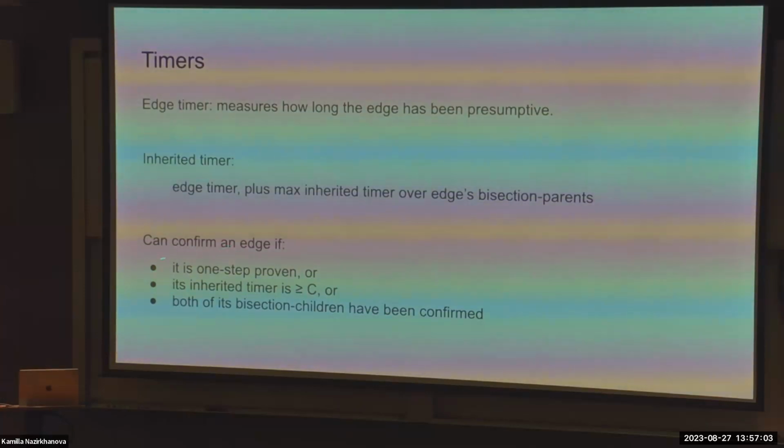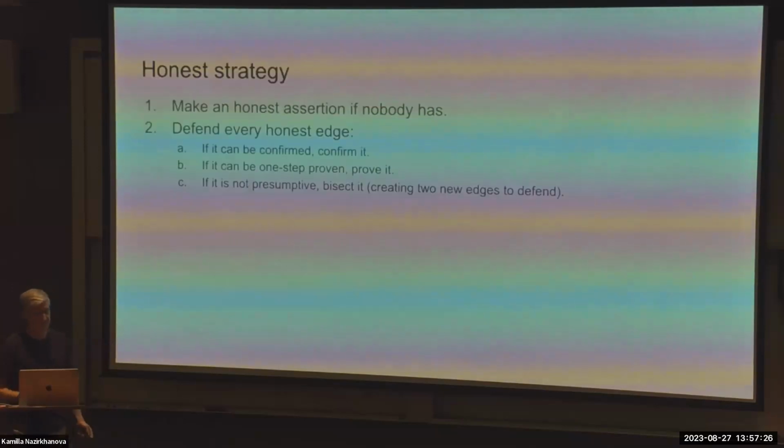And the protocol says you can confirm an edge if one of three things is true. If that edge is one step proven, or if its inherited timer is at least the challenge period of 1 week, or if both of its bisection children have been confirmed. If two short edges are confirmed, then the thing that was bisected to make them can also be confirmed, and recursively all the way up to the overall initial claim.